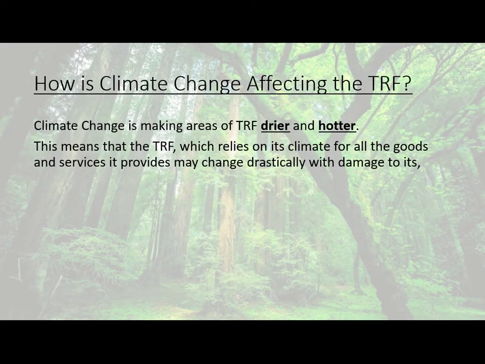So, how is it affecting the tropical rainforest? Well, in short, it's making the tropical rainforest drier and hotter in many areas. And that means that the climate of the tropical rainforest isn't what it used to be, and that change will drastically, potentially anyway, affect the structure of the rainforest, which we looked at with the tall trees, the canopy, etc. The function of the rainforest, so the things that it does for us, and also the biodiversity, the range of plant species and animal species that can survive there.